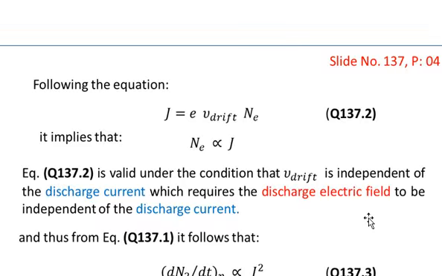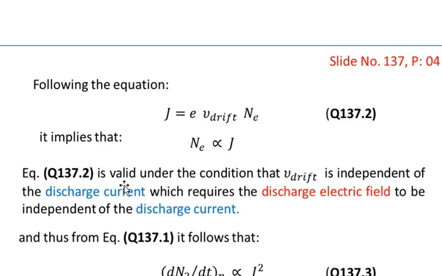Following the equation, the current density J is given by the electron charge times the drift velocity of the electrons times the number of electrons. So J is equal to e times V drift times Ne. From here it is clear that Ne is directly proportional to J, that is, the number of electrons present in the system is directly proportional to the current density. The greater the current density, the greater would be the number of electrons in the lasing system.